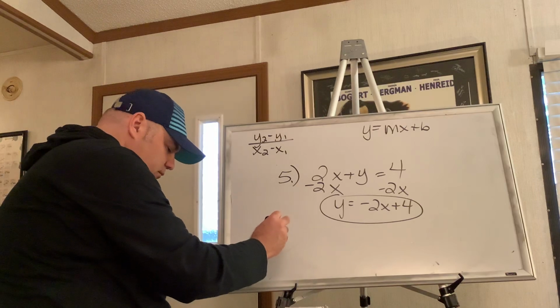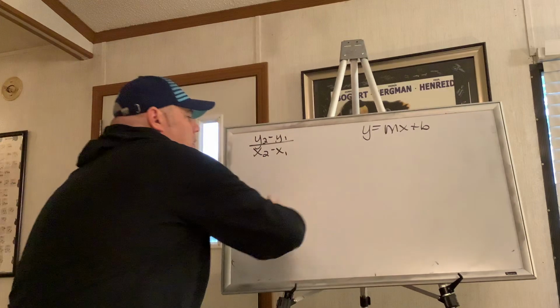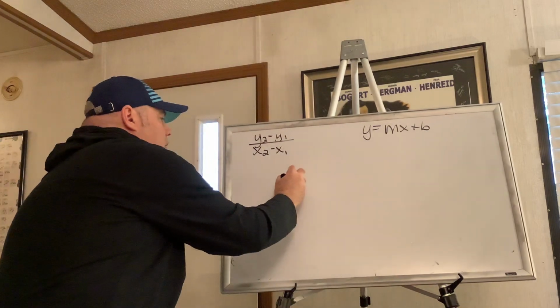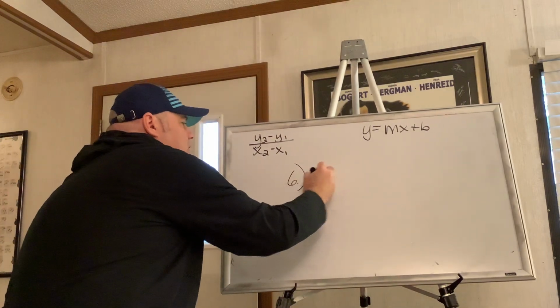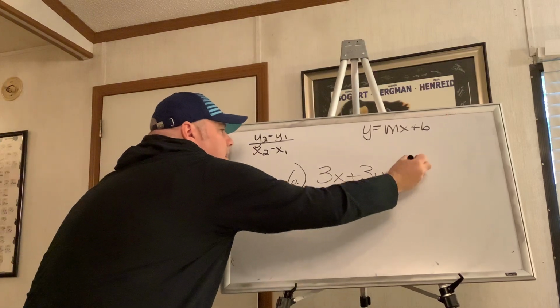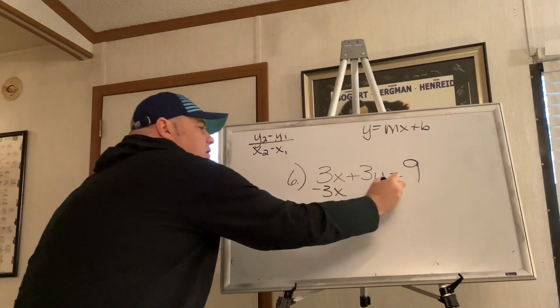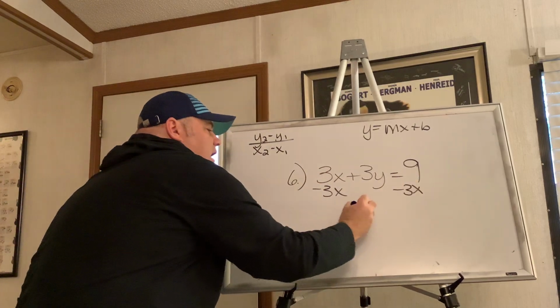Okay. Number 6 was 3x plus 3y equals 9. Okay, so you're moving the 3x, having it cut in line.